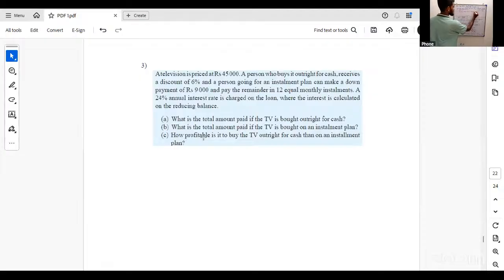So the amount he has to pay in cash is 42,300 rupees. And the amount he has to pay in installment plan, how much is that? 40,680. So which is more profitable? The amount he has to pay in cash or the amount he has to pay in installment wise? Which is more profitable?